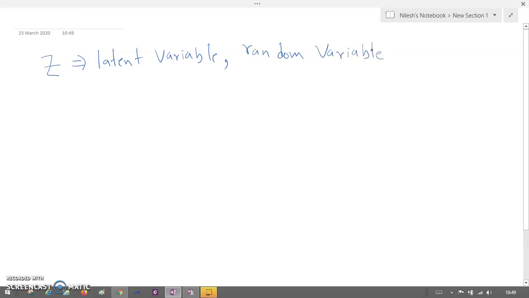Now, what do you mean by latent variable? A latent variable means that I already have x. This z represents my x variable, right? I cannot use this x variable to mathematically draw out some observation. I cannot use this x variable directly, so I need another variable.